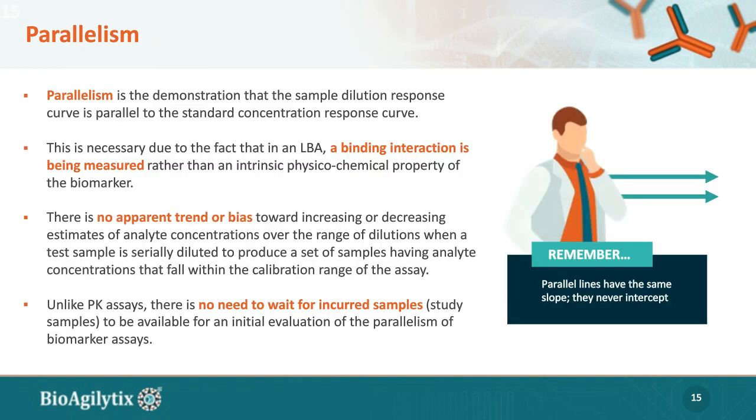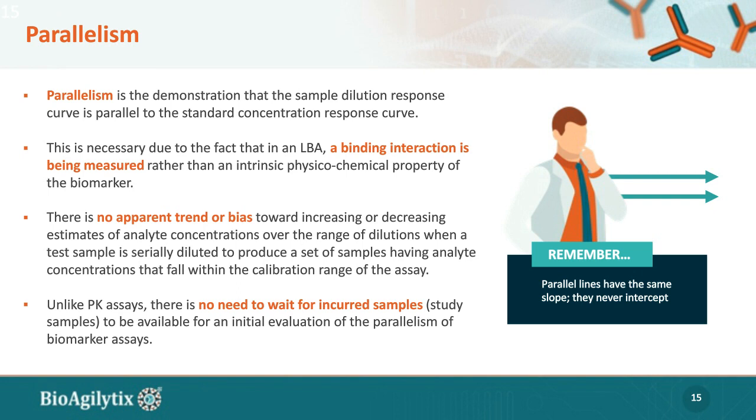Let's talk about the second concept that is extremely important, and it's sometimes still overlooked: the concept of parallelism. Parallelism is a demonstration that the sample dilution response curve is parallel to the standard concentration response curve. This is necessary due to the fact that in LBA assays, a binding interaction is being measured rather than intrinsic physicochemical properties of the biomarker. We want to make sure that there's absolutely no apparent bias when we are back calculating the samples after dilution against the curve, and we want to make sure we cover the entire curve range when possible.